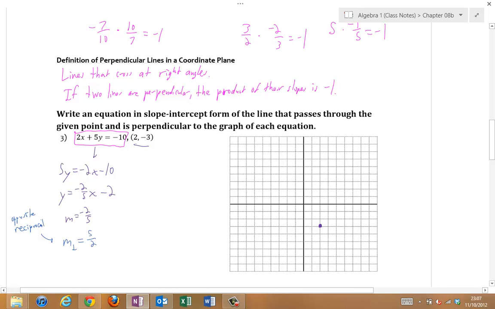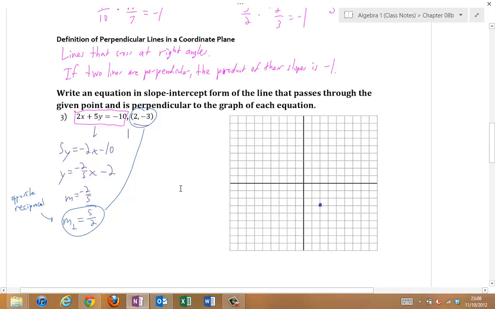Reciprocals are those things we do when we flip fractions. So opposite reciprocal is positive 5/2. I'm going to take positive 5/2. Then I'm going to marry it to this point, to (2, -3). You are going to take that fifth thing that I wanted you to remember, and remember that y minus the -3 equals positive 5/2 times (x minus 2). Oh yes, point slope form.